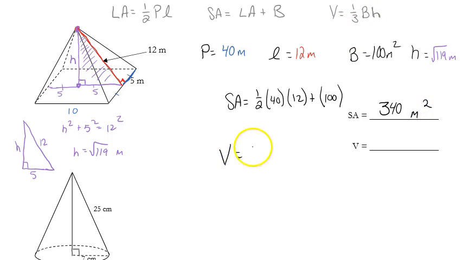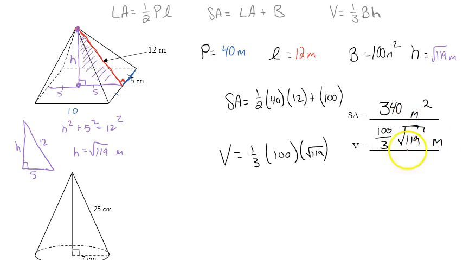Volume, I plug into my volume formula. It's not area of the base times height like in a prism. It's 1/3 of that area, which is 100, times the height, which we said was square root of 119. Leave this as an exact answer. 100 times 1/3 gets me just 100/3. I don't have to estimate that, and multiply that by the square root of 119. Not 19, but 119. That's an exact answer, and I leave it in meters cubed because this was meters squared times meters. That gets me meters cubed.